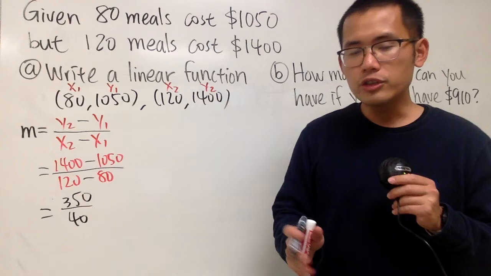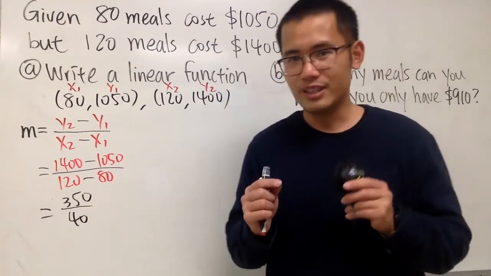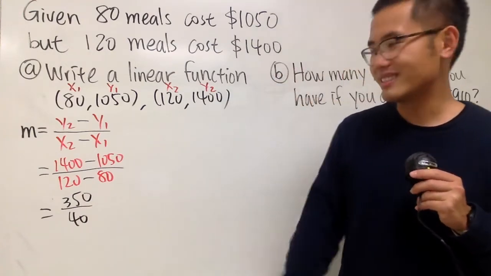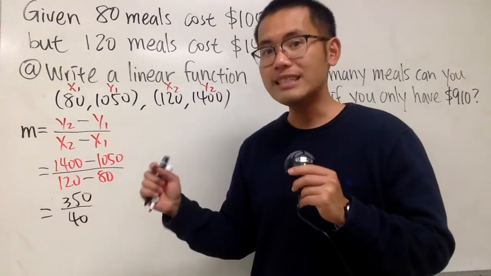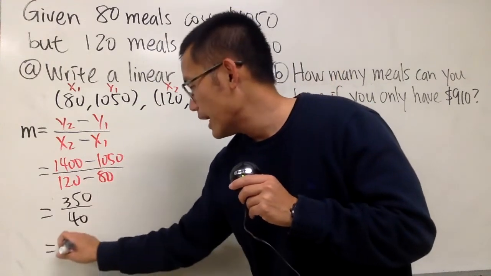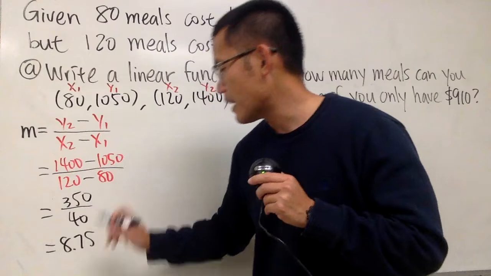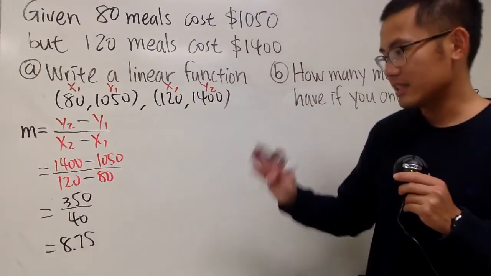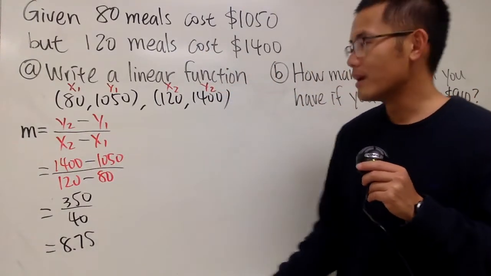And in our situation, because we're talking about money, it's a good idea to use decimals. So when you divide, use decimals, you will end up with 8.75, like that. So that's the slope.